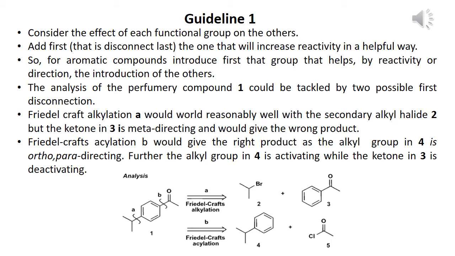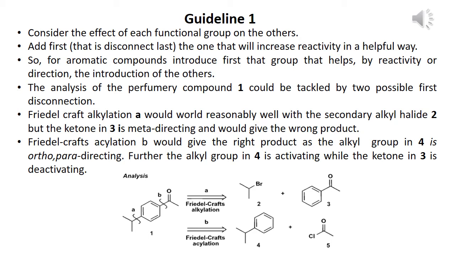We can get this substitution or substituent, but if we are alkylating 3 with 2, that keto group will not give the ortho-para direction, it will give meta direction. It is meta directing, it will give the product at the meta position, so the wrong product will be there. So from 3 we cannot get this product.